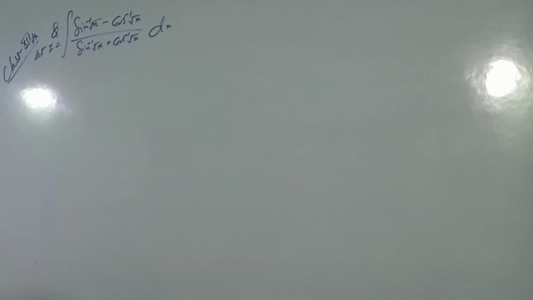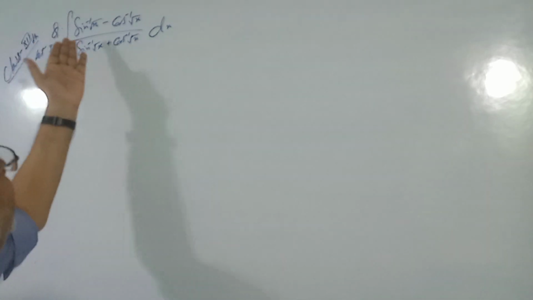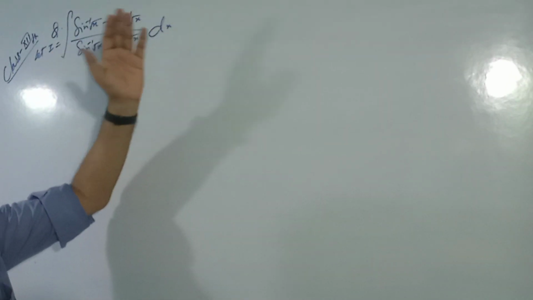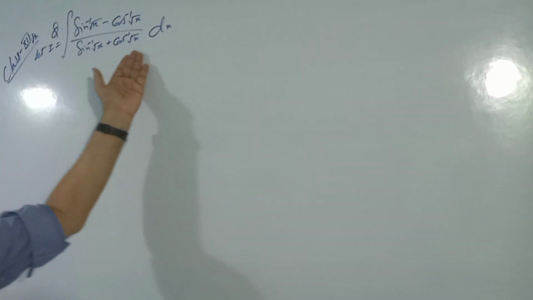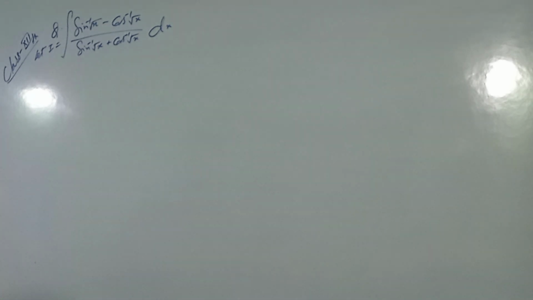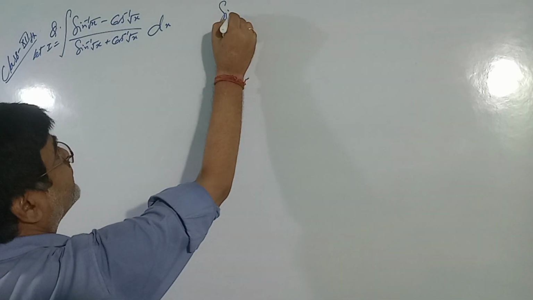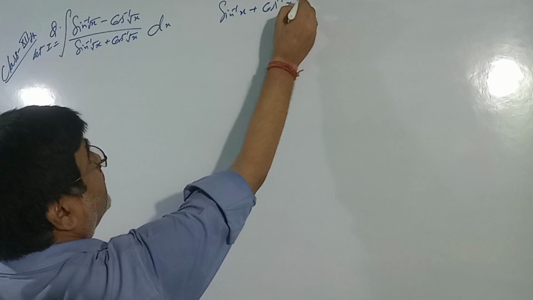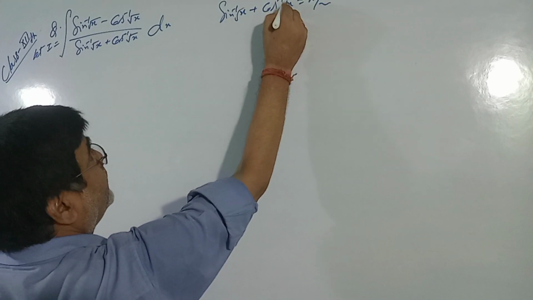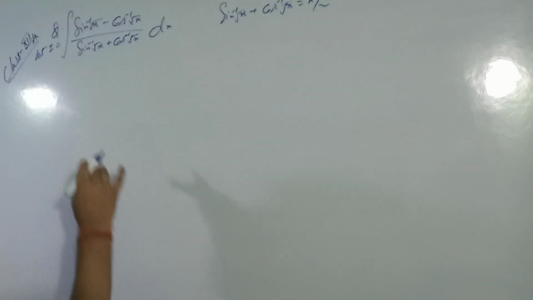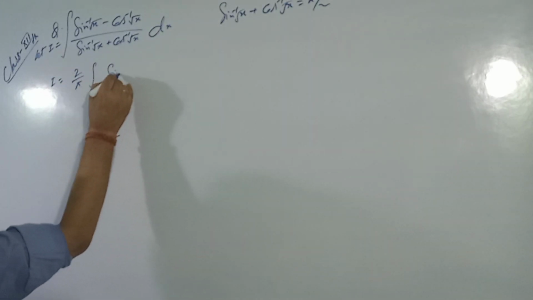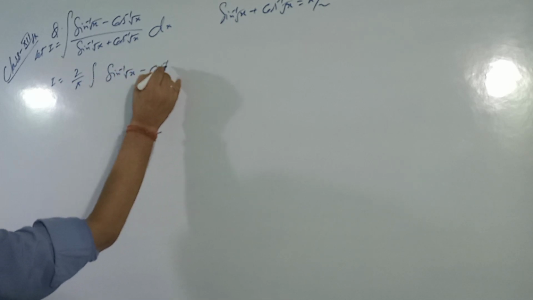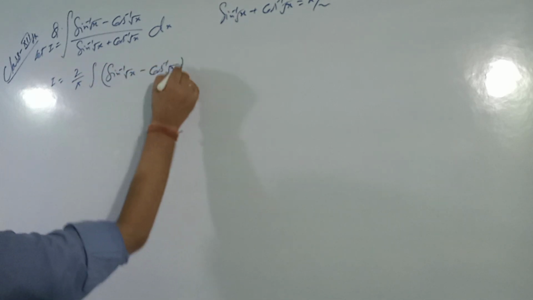Students, this question is so important. The integral of (sin inverse root x minus cos inverse root x) over (sin inverse root x plus cos inverse root x). You know that, students, sin inverse x plus cos inverse x is pi by 2. So this is also pi by 2 for root x. So I equals 2 by pi times the integral of (sin inverse root x minus cos inverse root x) dx.